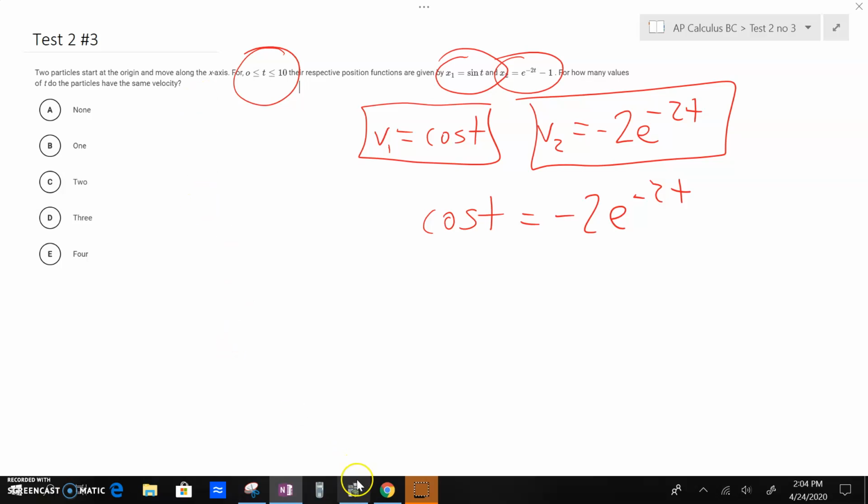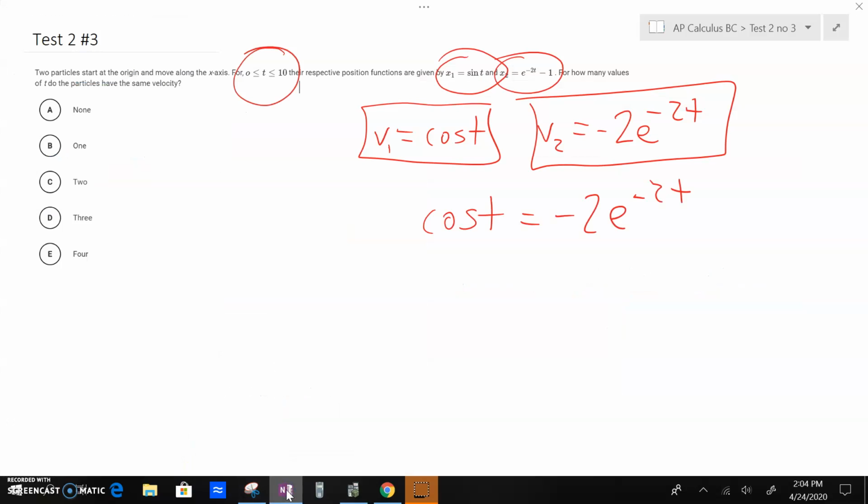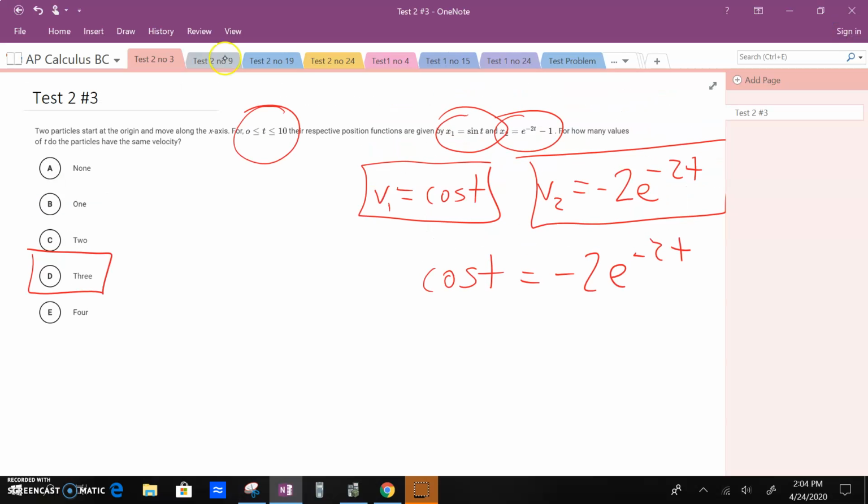So I went on the TI I've got here and I graphed those two. You see a bit more on this because of the way they set it up for the computer. For my blue line, I graphed cosine of x, and for the red line, negative 2e to the negative 2x. You can see from 0 to 10, these intersect 3 times. So the red line intersects the blue line 3 times, and that's really all there is to it. That is what this question is getting at. So for this first one, the answer ends up being D, and you get 3 intersection points. That is the first commonly missed question from the test.